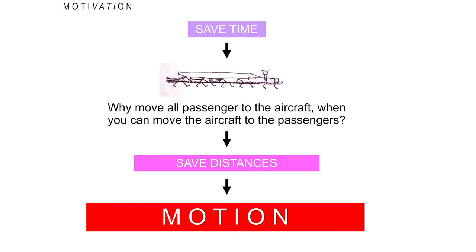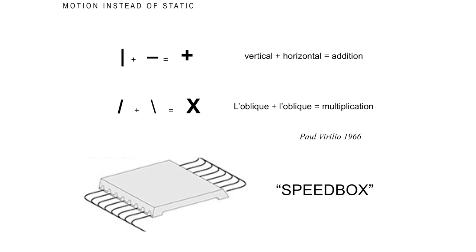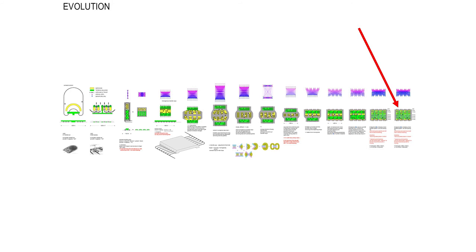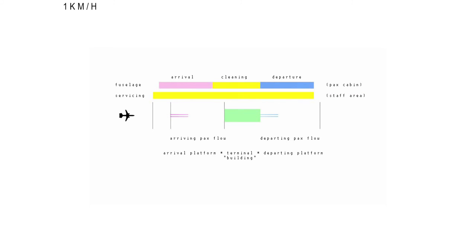I introduce motion, and instead of getting the passengers to the aircraft, I reverse it and say, I bring the aircraft to the passengers and create a kind of speed box. So getting on a plane should be more like entering a train today. A lot of people mentioned already a train station atmosphere, so this was my aim. I consumed all the Paul Virilio books about speed and did a lot of different typology studies. Then I thought, I need a kind of rule to help me design this airport.